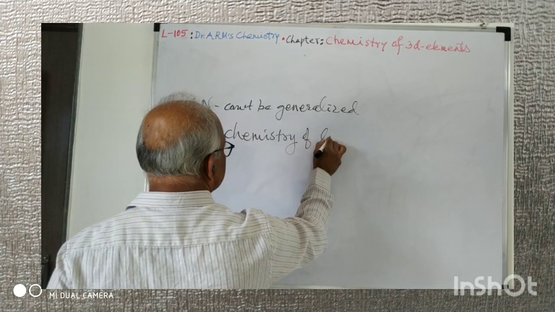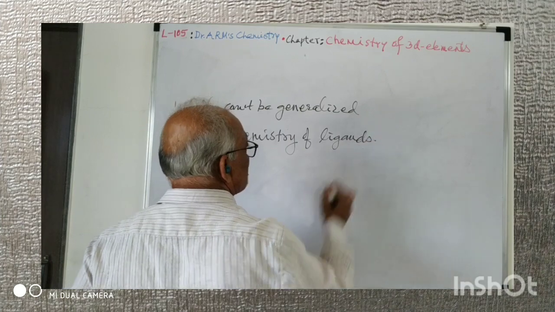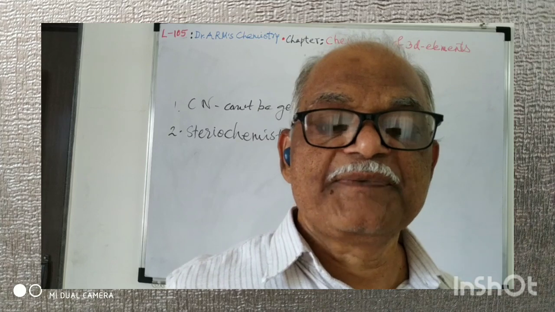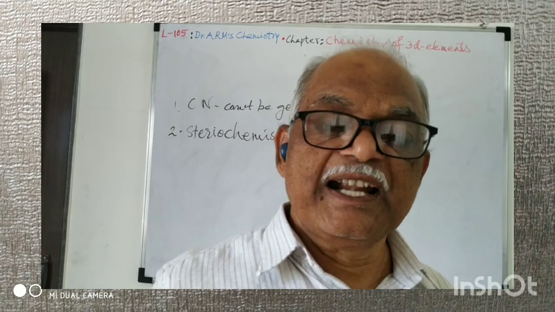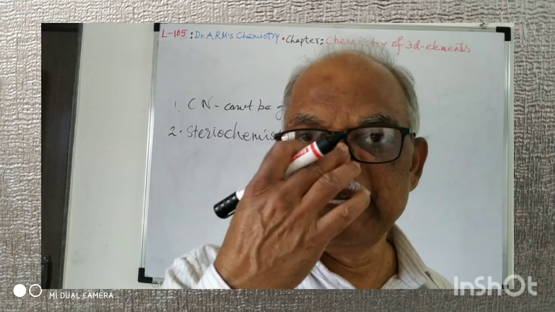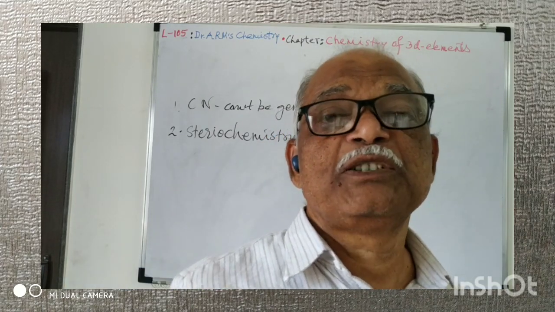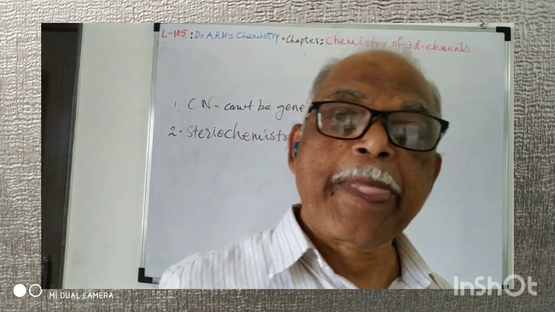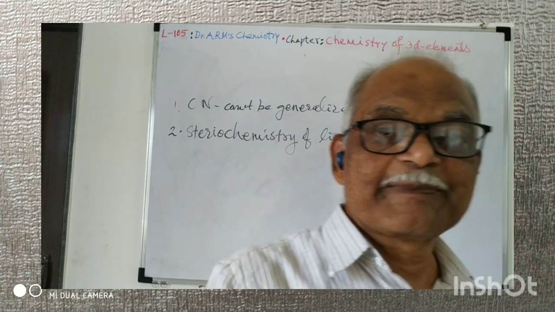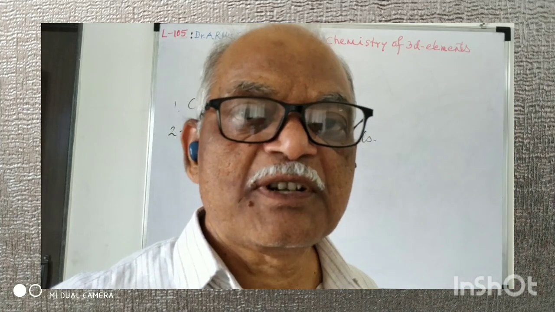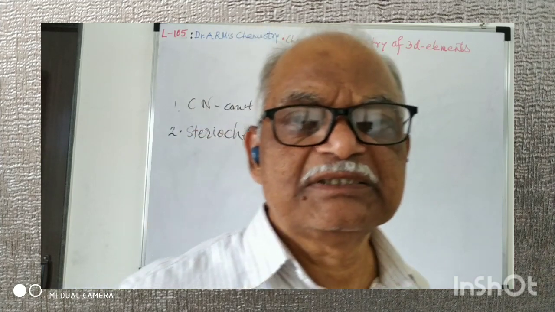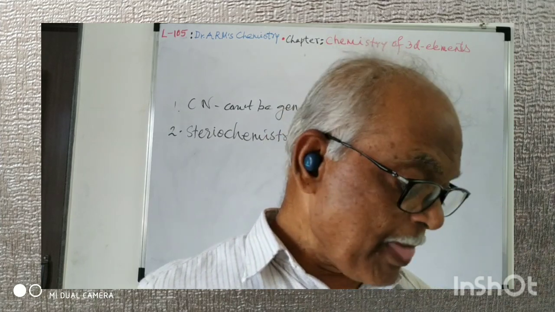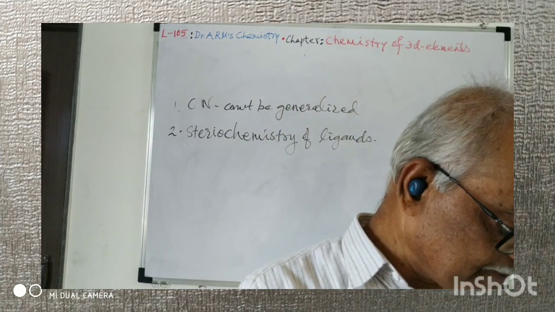Stereochemistry of ligands means sometimes the ligands are bulkier in size, and if such a large number of ligands are aggregating around the nucleus or metal ion, the number of such ligands cannot be accommodated in the given space around the metal ion. So depending upon the magnitude of these stereochemical interactions between the ligands, the coordination number varies.